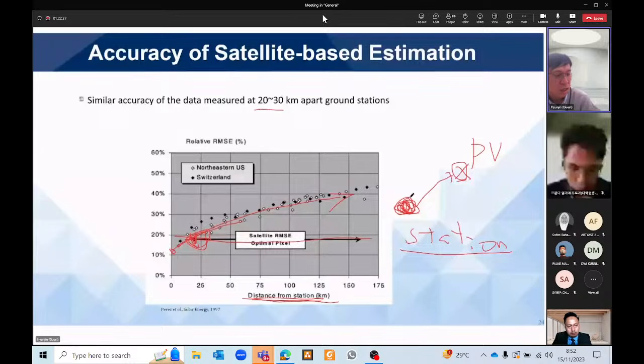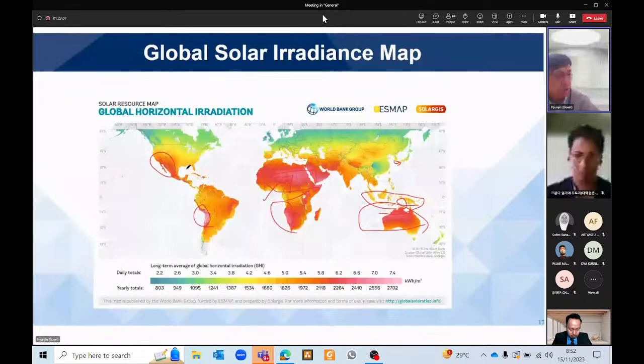Do you understand? So if your PV location is 20 or 30 kilometers apart from the weather station, then it's better to use a modeling, estimation model. So that's the reason we use this kind of model. Therefore, recently, companies or American government-based laboratories also use an estimation model rather than ground measurement.